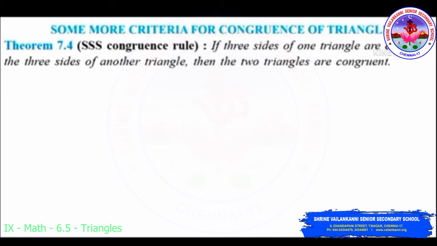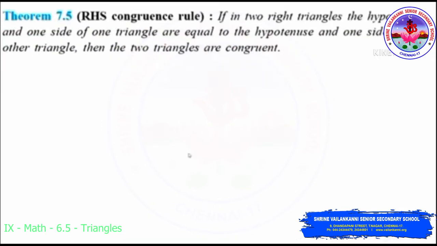So the next congruence is RHS congruent triangles. If the hypotenuse and one side of one triangle are equal to the hypotenuse and one side of the other triangle, then the triangles are congruent. So here we are going to use SSS congruence and RHS congruence in our exercise to solve the problems.